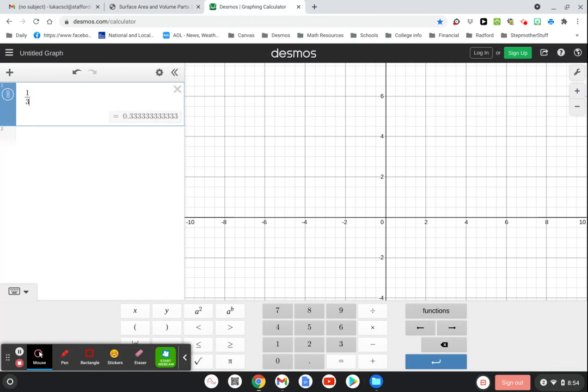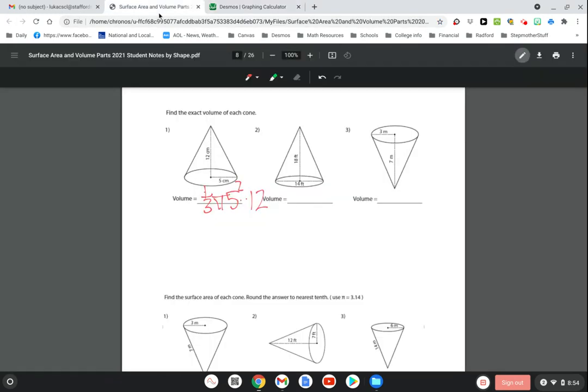1/3 times pi times r squared times h. And we'll get 314.2. Now that will be in centimeters cubed because it's volume.